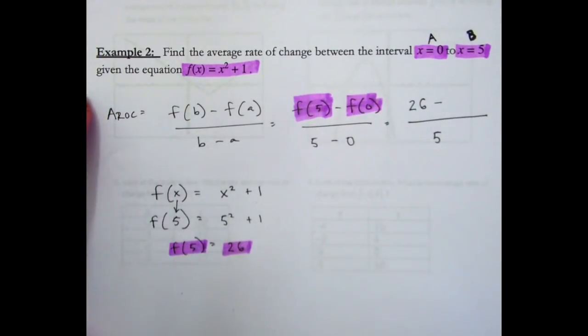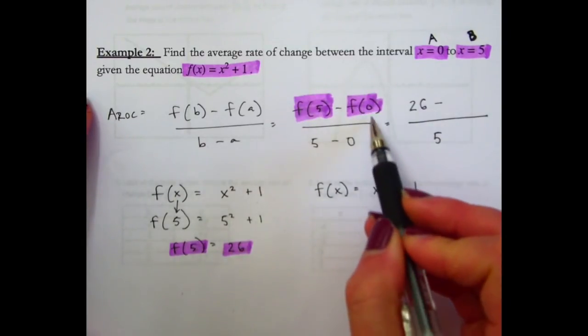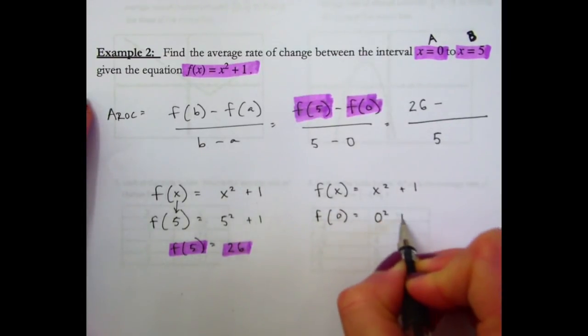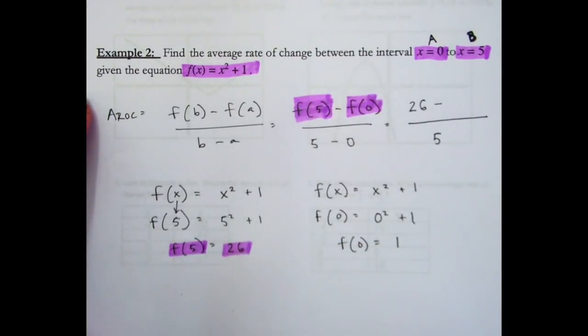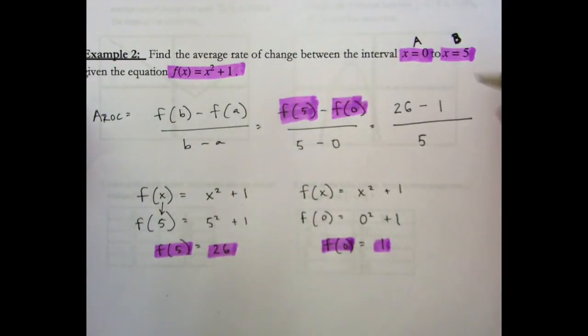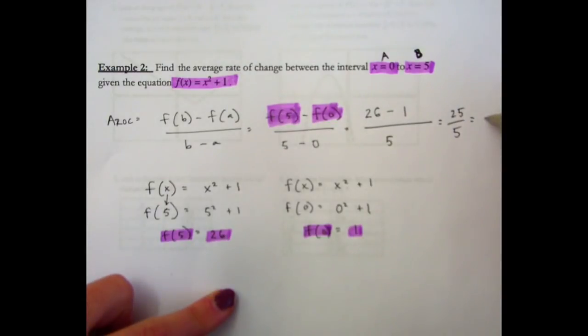And then I'm going to repeat the same process, copy down the function again. And now I'm going to evaluate the second part, which is f of 0. I'm going to plug in a 0 for x, and I'm going to get f of 0 is equal to positive 1. So now I know this whole expression, f of 0, is equal to 1. And then now I have an expression that I can actually evaluate. So 25 divided by 5, which is going to give me a final answer of positive 5 for my average rate of change.